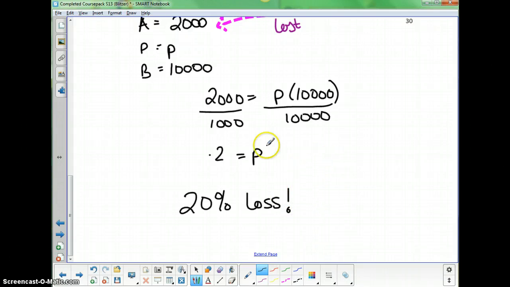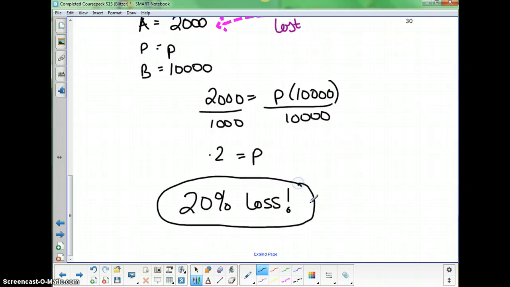Much different than a 10% gain. A 2% loss over those two years is what happened here. So it's good to know your percentages so you can calculate those correctly.